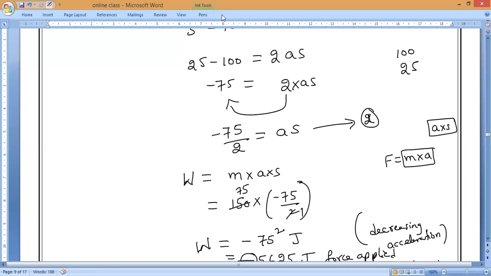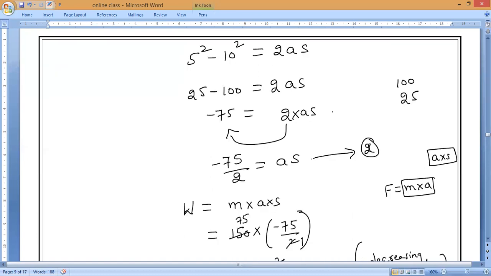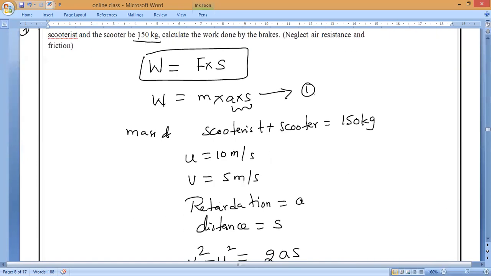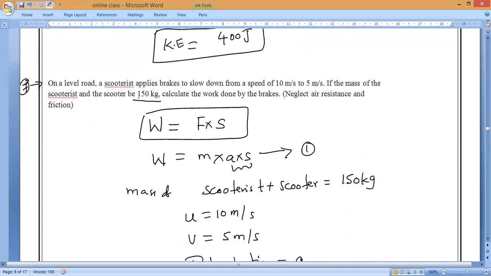Yes, sir. That depends upon the situation. We have to be smart enough. So here we cannot find the acceleration. Why, guys? Can anybody notice it? We cannot find the acceleration.